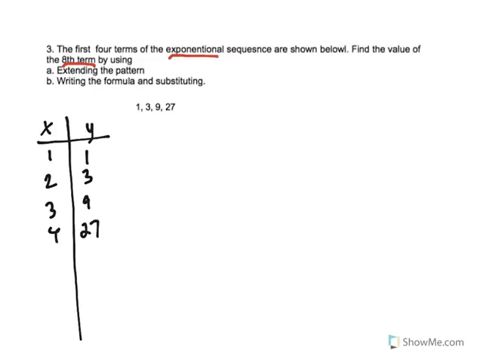So they want us to find the 8th term first by extending the pattern. So we're going to need to go up 5, 6, 7, 8. Okay, so let's find our pattern here. Well, in order to get from 1 to 3, we multiplied by 3. How do I know it's multiply? Well, the question says that find the first 4 terms of the exponential sequence. Exponential means multiply, so I know my pattern is going to be multiplication. So to get from 3 to 9, I multiply by 3, multiply by 3. Okay, so 27 times 3. I get 81.